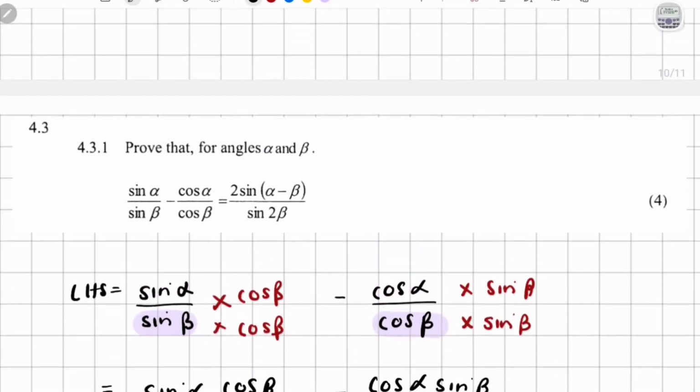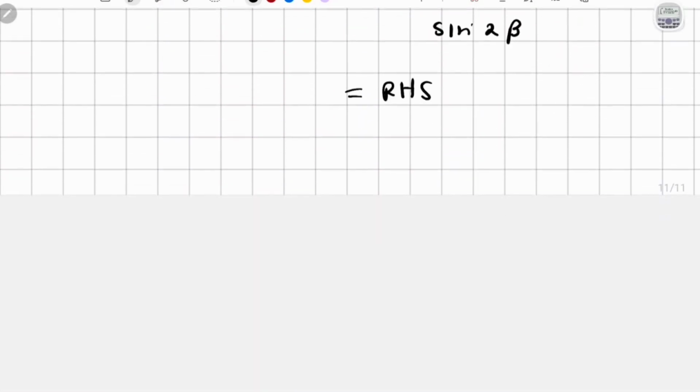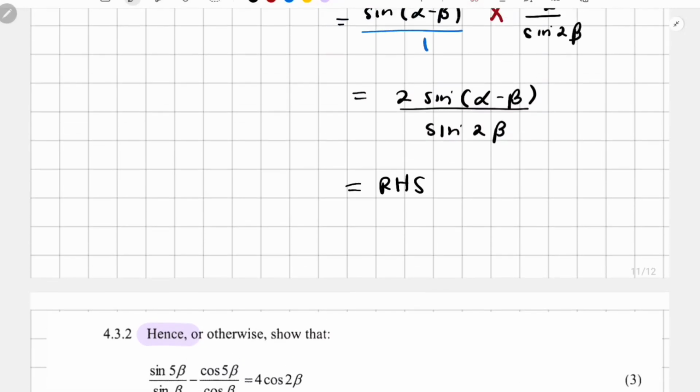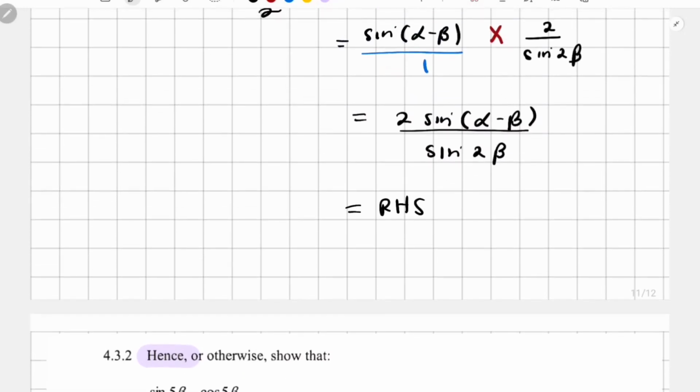Okay, moving on to the next question, which was really just a continuation of this. It was a hence question. So now we're on 4.3.2, and 4.3.2 says, hence or otherwise show that sine 5 beta over sine beta minus cos 5 beta over cos beta is equal to 4 cos 2 beta. Okay, so very big emphasis on the word hence. They say hence, meaning whatever we're going to do now has a lot to do with what we previously did.